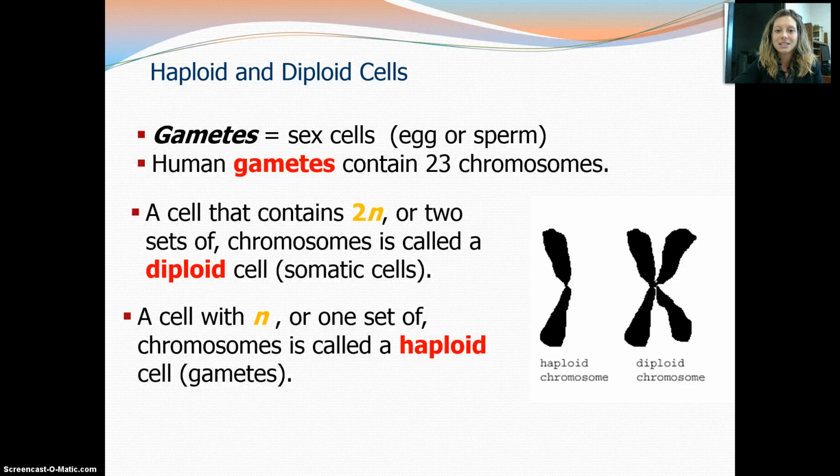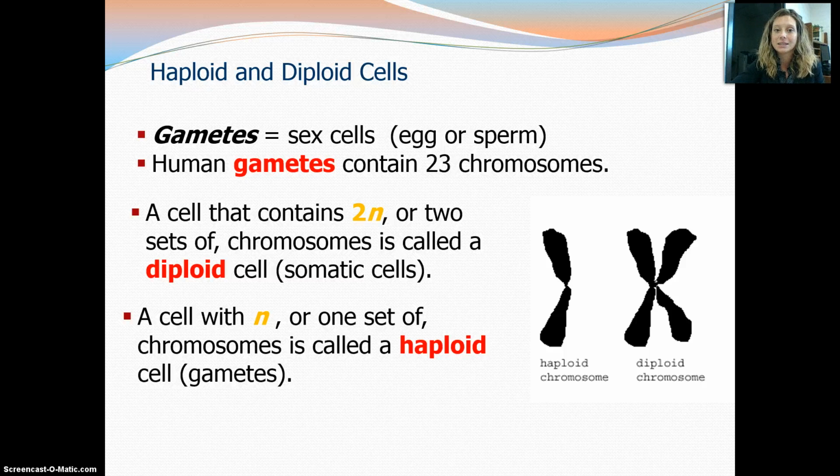Okay, so a cell that contains two sets of chromosomes, or 2N sets of chromosomes, is called a diploid cell. These would be your somatic cells. All of your somatic cells are diploid. They have two sets of chromosomes, two pairs of 23. A cell that only has an N set of chromosomes, or one set of chromosomes, is called a haploid cell. So these are your gametes. Okay, I'm going to use these terms a lot, so make sure you know them.